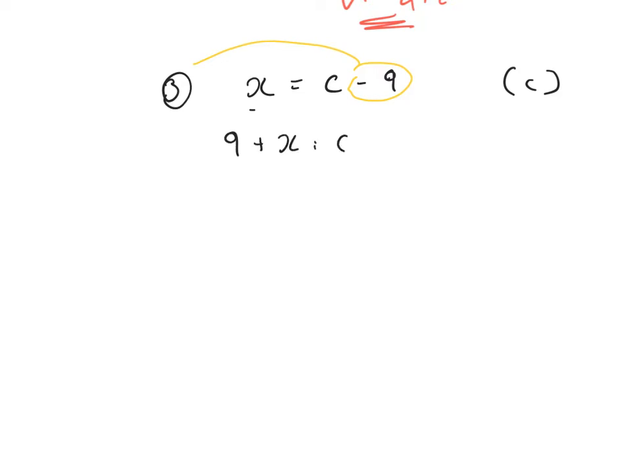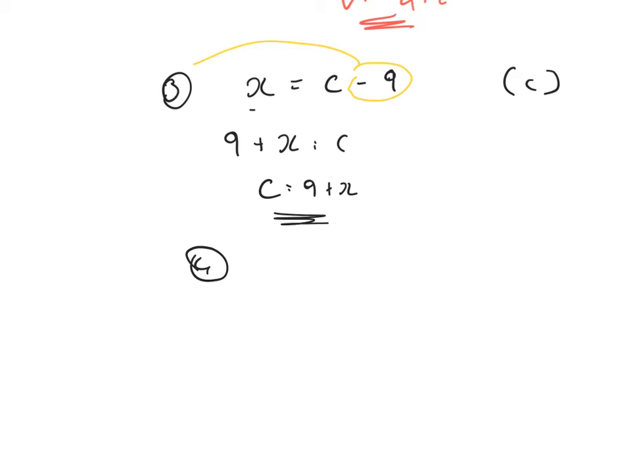Okay, let's try an example 3. x equals c minus 9. The subject is currently x, but I want to change the subject to c. Okay, so perform the opposite operation, inverse operation. So I'm going to move that minus 9 across, it will become plus 9. So that will be 9 plus x equals c. I could switch that over then. c equals 9 plus x, final answer.